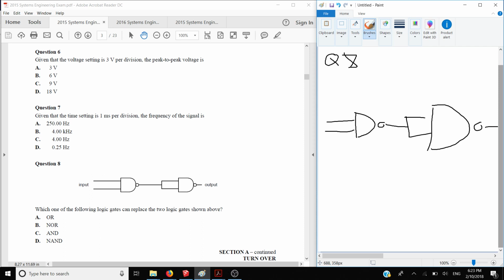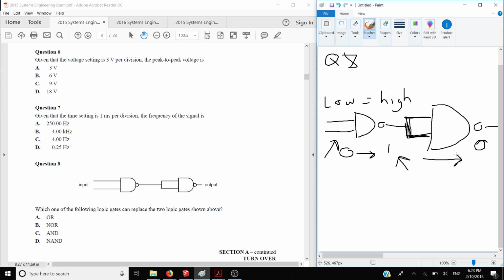So let's think about this scenario. So low equals, so any low here will equal a high over here. So any low over here will equal a high over here. And that's a high. If that's a high, then that's going to be a low. So any high at this point will then equal a low at this point. Any low at this point would equal a high at this point.